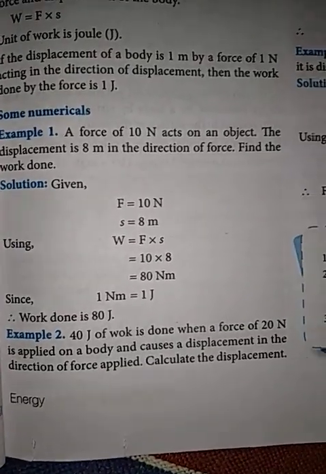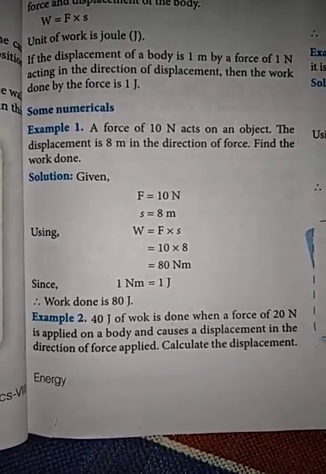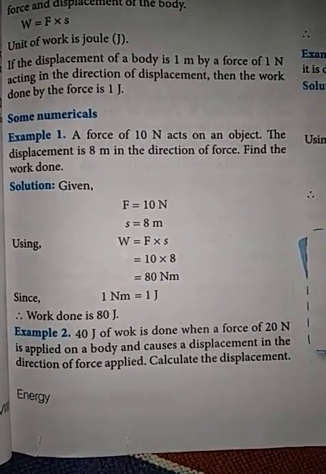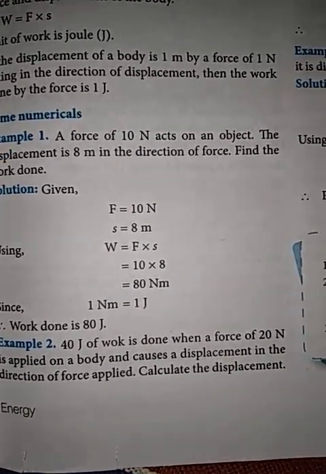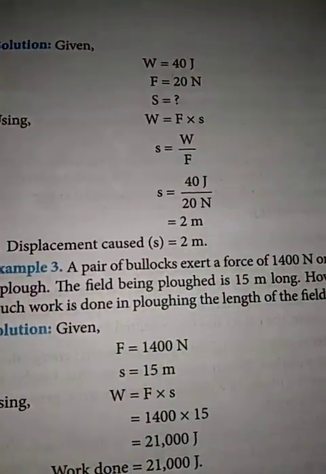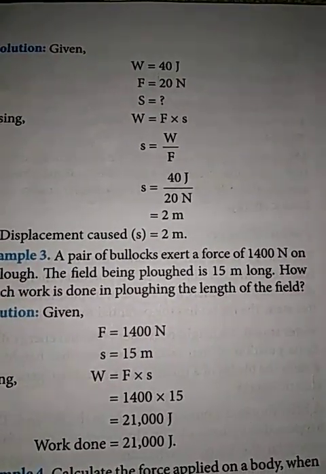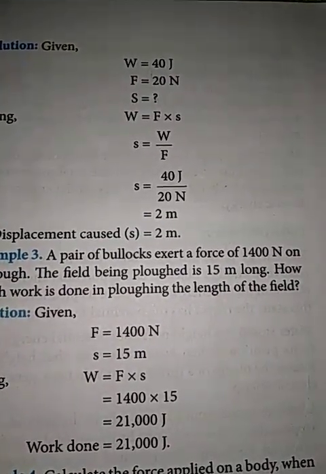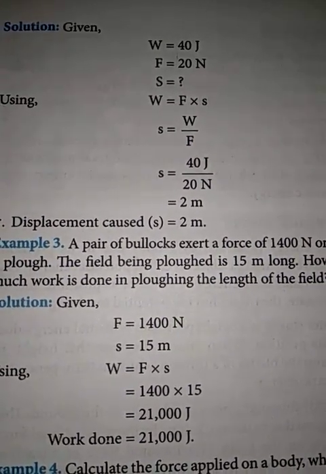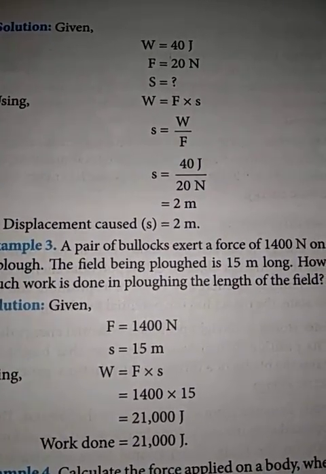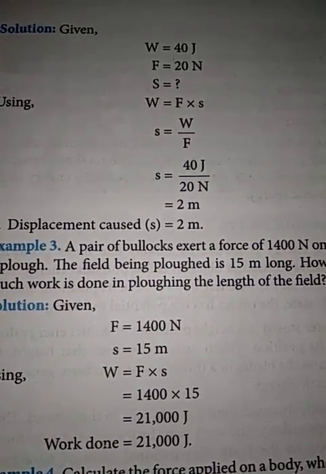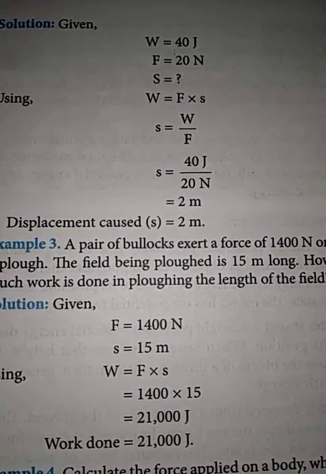40 joule of work is done when a force of 20 Newton is applied on a body and causes a displacement in the direction of applied force. Calculate the displacement. You see here, the question gives the information that work done W is equal to 40 joule, force is equal to 20 Newton. And now we use the relation that W is equal to F into S. We have to find here the displacement. In the question it is asked to find out the displacement. So S is equal to W by F.